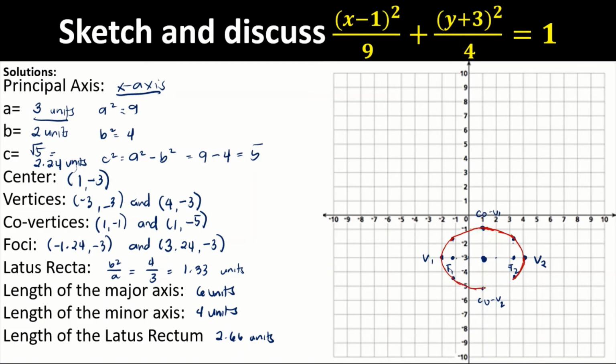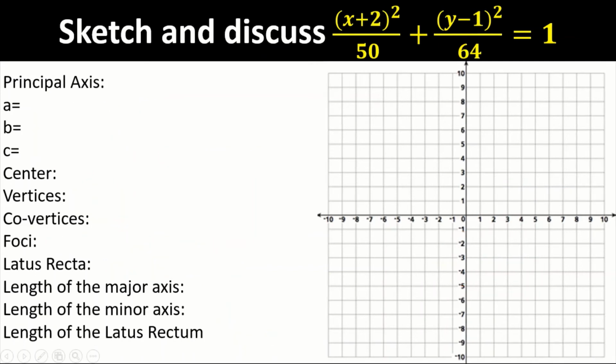Okay, as you can see, makapag-form tayo ng ellipse na parang oblong siya. Kung titignan, this graph is the given x minus 1 squared over 9 plus y plus 3 squared over 4 equals 1. And this graph now is the final answer.